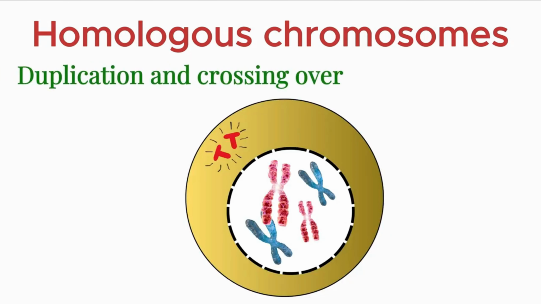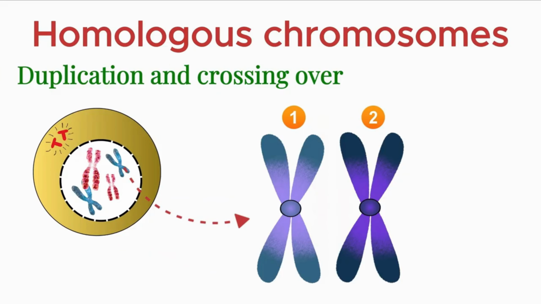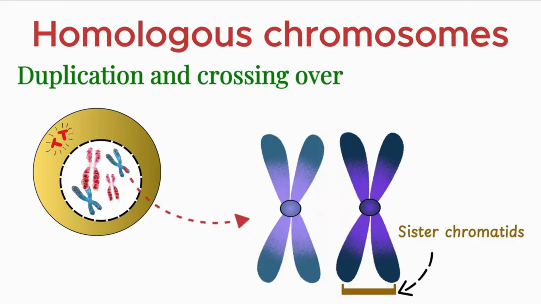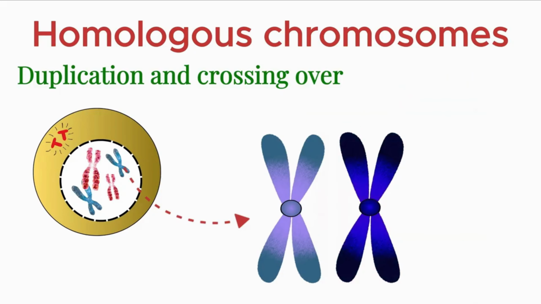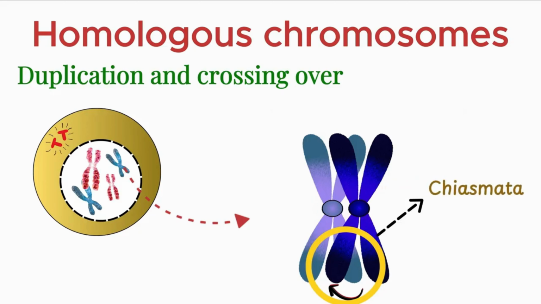During meiosis, each homologous chromosome replicates to form two identical sister chromatids. In a homologous pair, chromatids from the same chromosome are called sister chromatids, while those from the other homologous chromosome are non-sister chromatids. As meiosis progresses, homologous chromosomes pair up closely. At this stage, non-sister chromatids come in contact and may exchange segments of genetic material at specific points known as chiasmata. This exchange is called crossing over.